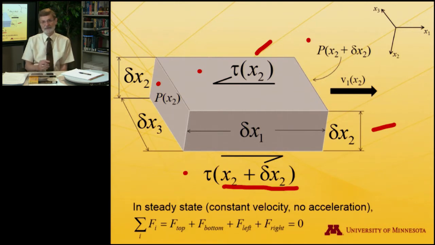Okay, and now we need to do a force balance. We're going to assume that the system is in steady state. That is, that it's moving at a constant velocity. There's no acceleration. And so we can do a force balance. If we sum up all the forces, they must sum to 0. The fluid is moving, but it's moving at a constant velocity, and therefore, the forces have to sum to 0. And so the task we have is to find the force on the top, force on the bottom, force on the left, and force on the right. Sum them up and set it equal to 0.